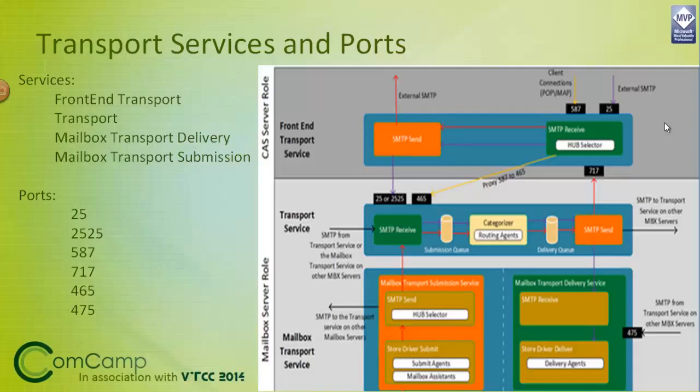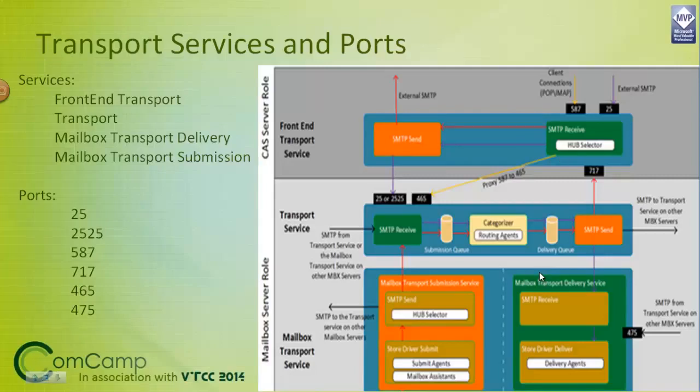Port 465 is used to accept proxied connections that were received on port 587 by the front-end transport service for the client's connection. Transport service also receives the message from transport submission service on port 465. Port 475: the mailbox transport delivery service listens on this port for connections, either from the transport service or SMTP from the transport service on another mailbox server that needs to send mail to users on this server.